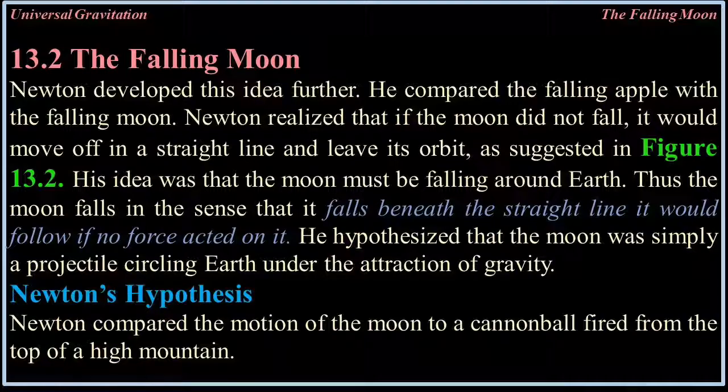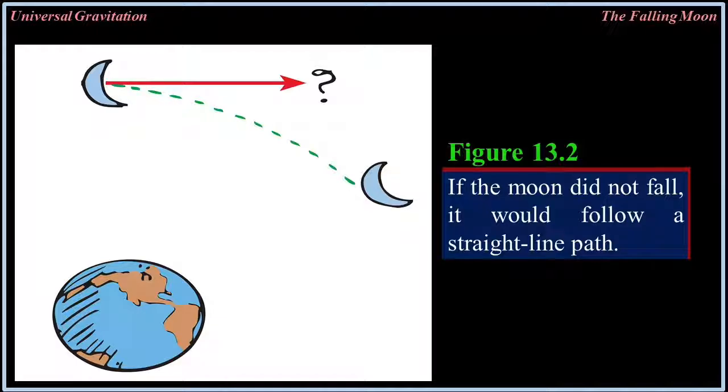13.2 The falling moon. Newton developed this idea further. He compared the falling apple with the falling moon. Newton realized that if the moon did not fall, it would move off in a straight line and leave its orbit, as suggested in figure 13.2. His idea was that the moon must be falling around Earth. Thus, the moon falls in the sense that it falls beneath the straight line it would follow if no force acted on it. He hypothesized that the moon was simply a projectile circling the Earth under the attraction of gravity.